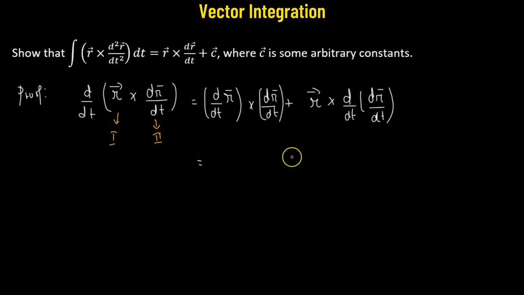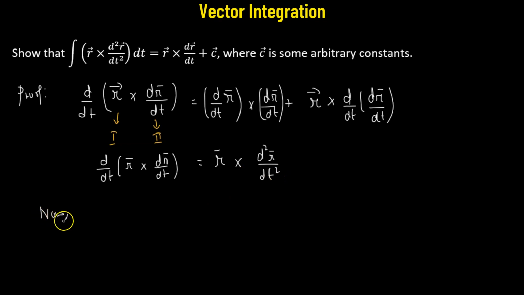So now we are left with only the second term, which is r vector crossed with the derivative with respect to t of the first derivative of r. So this will become the second derivative of vector r with respect to t. So that means the derivative with respect to t of the vector cross product between r and its first derivative with respect to t is equivalent to r vector crossed with its second derivative of r with respect to t.